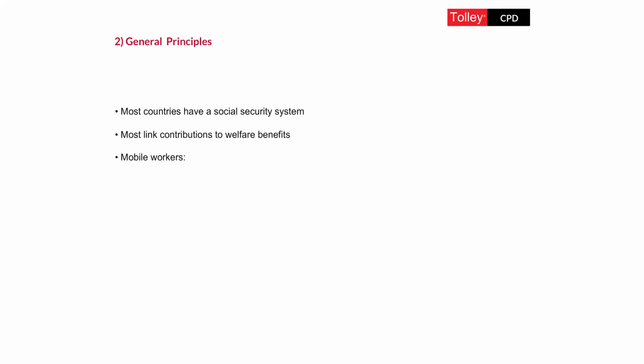Now, for mobile workers, those that are seconded to different member states, for argument's sake, where are the social security contributions paid? Is it in the host country, i.e. where the work is carried out? Or is it in the home system, i.e. where they live? Or is it in both? Or is it in neither?